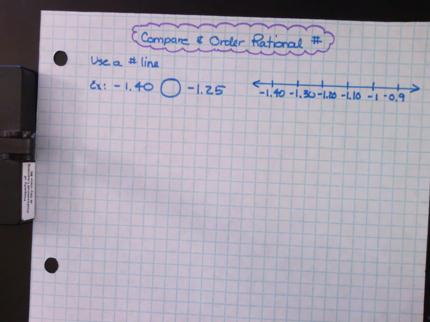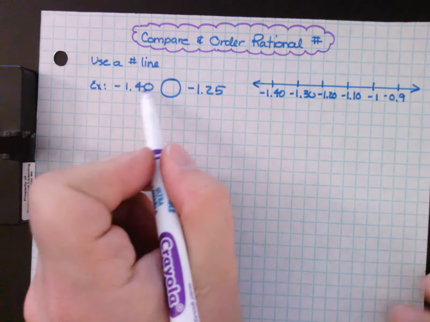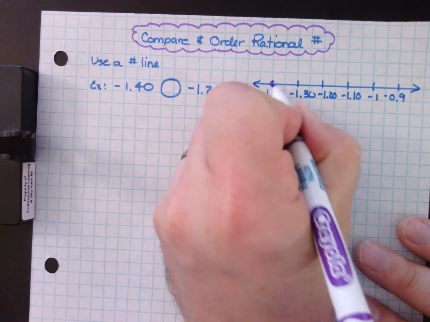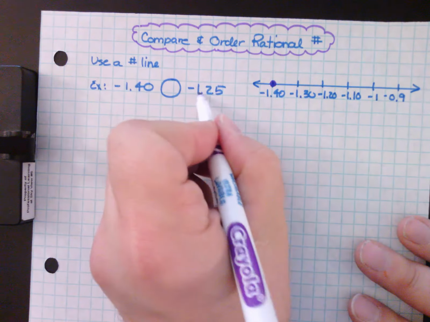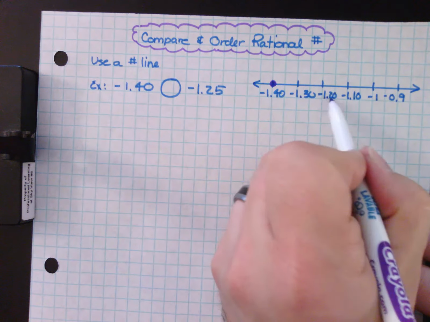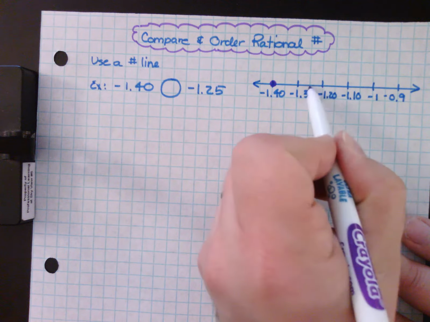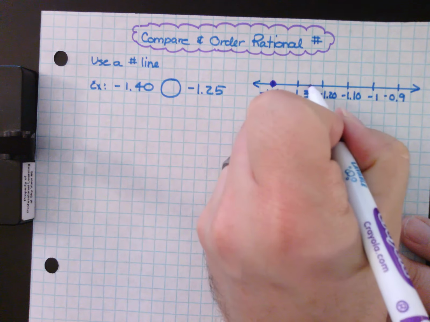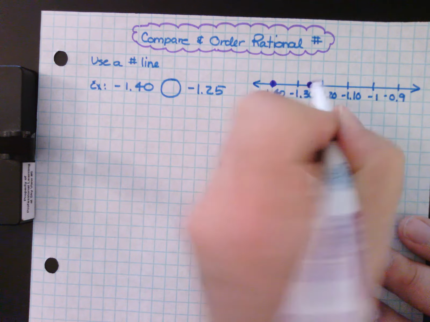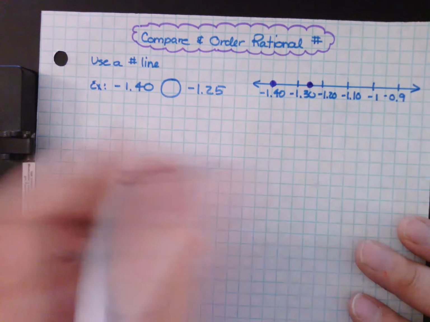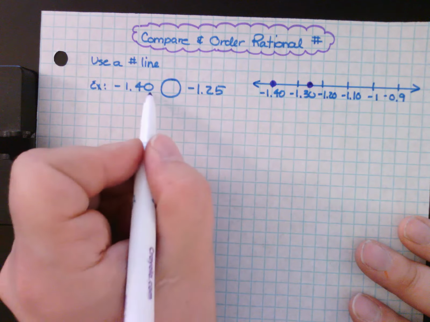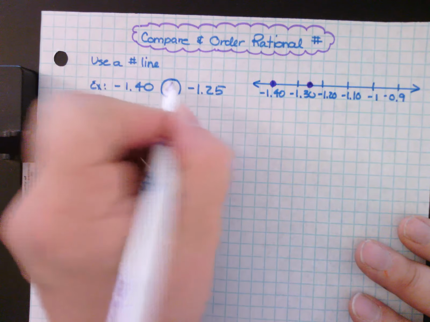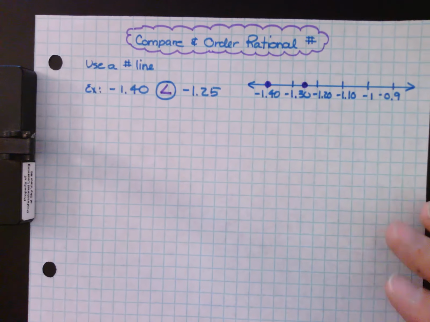And so I'm going to compare my two numbers. Negative 1.40 shows up right here, and negative 1.25. Negative 1.2 is here. 0.5 is halfway closer to negative 1.3. And as I notice, 0 is over here, and so negative 1.40 is less than negative 1.25.